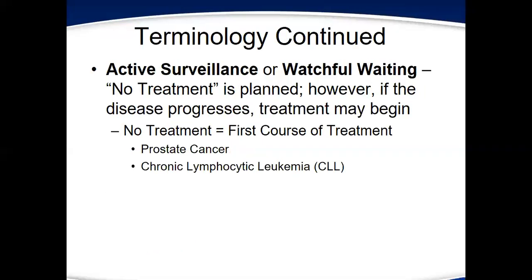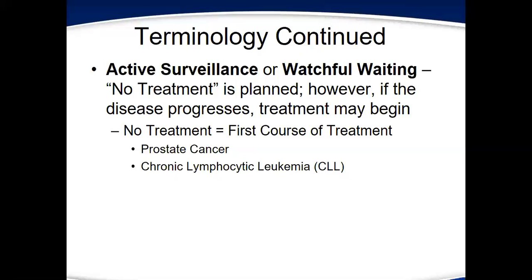This most often happens with prostate cancer and chronic lymphocytic leukemia, or CLL. These are cancers that are sometimes asymptomatic, and the patient doesn't need to start treatment right away. So they just follow closely with the physician, and if they become symptomatic or the prostate cancer gets worse, they can begin to have treatment then.